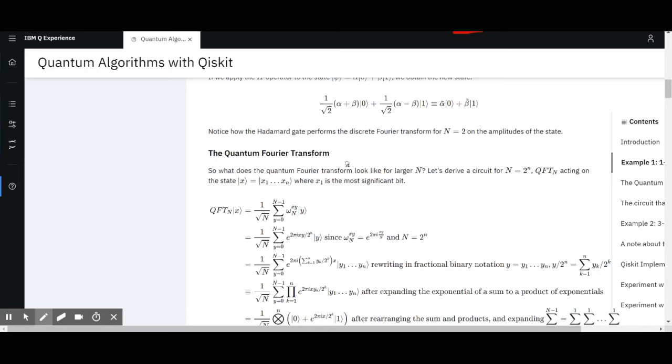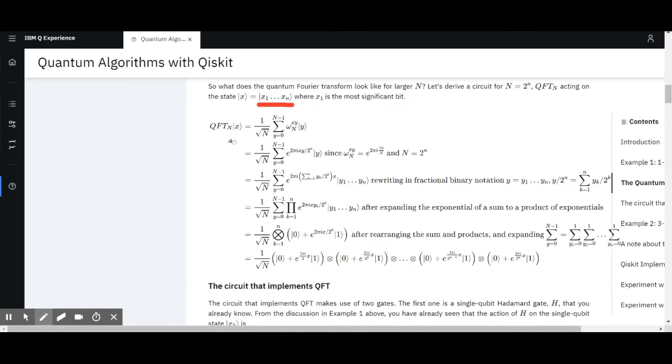The quantum Fourier transform. So what does the QFT look like for a larger n? Let's derive a circuit for n, which equals 2 to the power of n, acting on the state. So you've got this state, where x1 is the most significant bit. Okay, yeah.